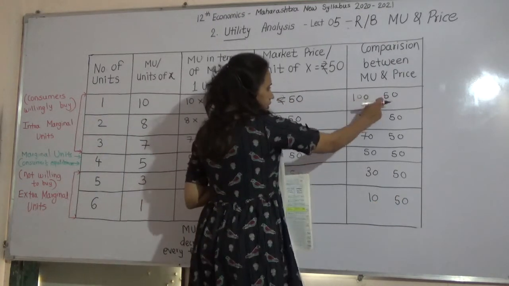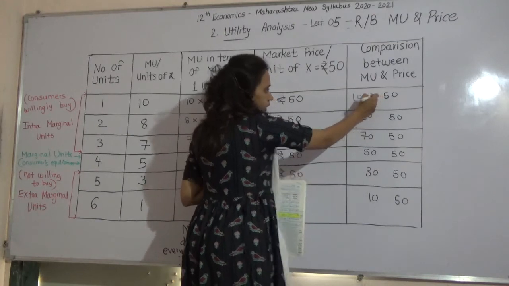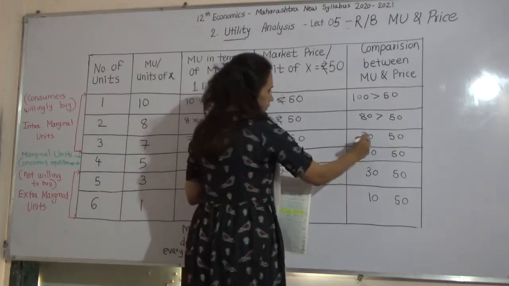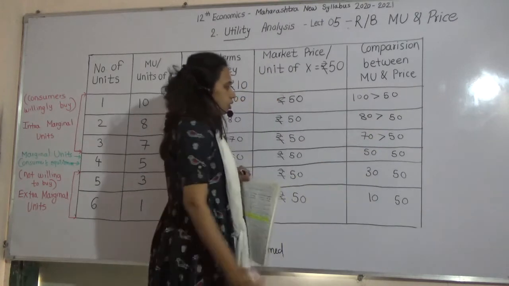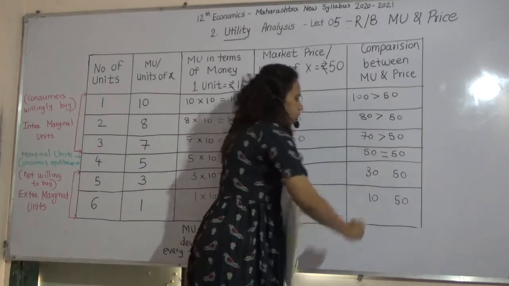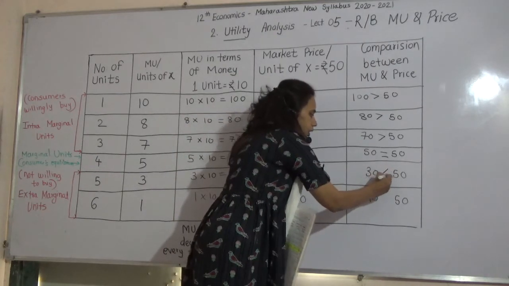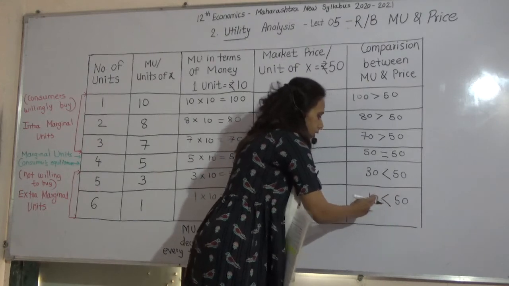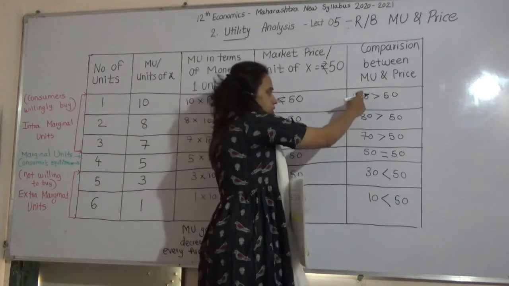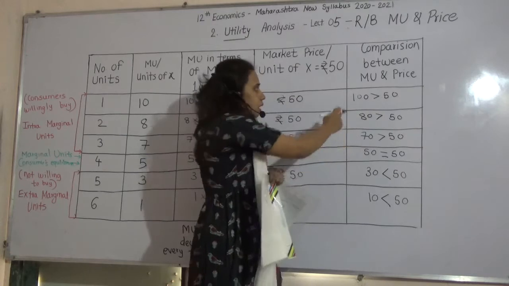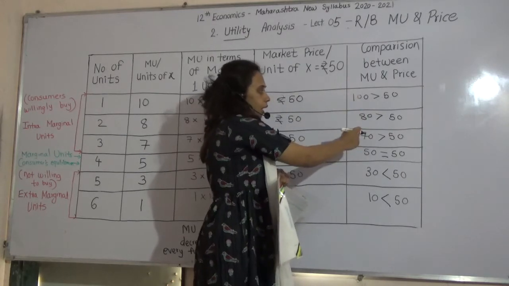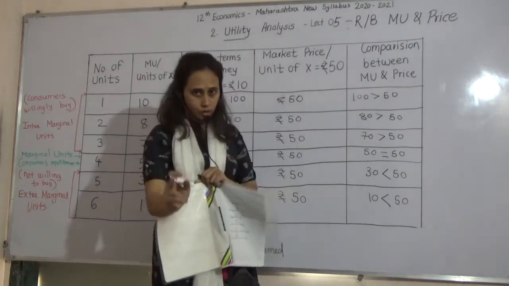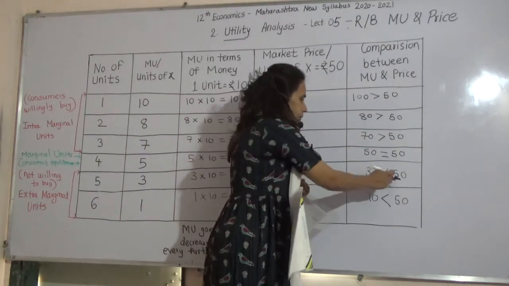100 is more than 50, 80 is more than 50, 70 is more than 50, 50 is equal to 50, then 50 is more than 30, 50 is more than 10. Means in the first 3 cases MU is more than price, then MU and price both are equal, and then price is more.